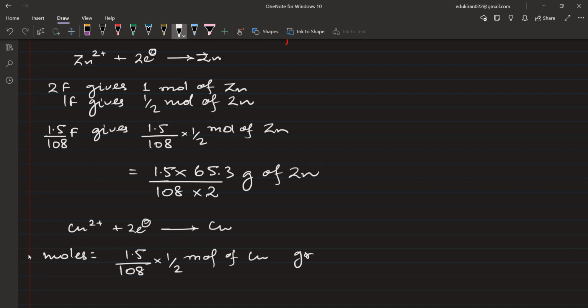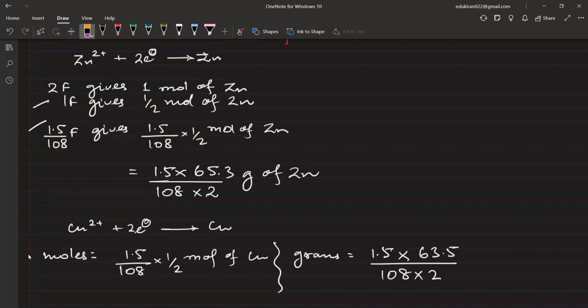But in terms of grams, this will be equal to 1.5 into the molar mass of copper, which is 63.5, divided by 108 into 2. Okay, because all of these statements will be same for copper and zinc. क्योंकि दोनों कितने इलेक्ट्रॉन यूज कर रहे हैं? 2 मोल इलेक्ट्रॉन यूज कर रहे हैं.